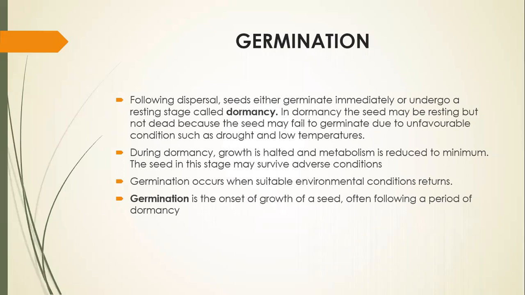So we would define germination as the onset of growth of a seed, often following a period of dormancy. We define germination as the onset of growth, the point where growth occurs, or when it starts, following a period of dormancy. So when the seed has been there for a very long time, and at the point where germination starts, there's a growth of the seed. There's a small portion, the seed is growing. Germination has started. So germination is the onset of growth of a seed, often following a period of dormancy.